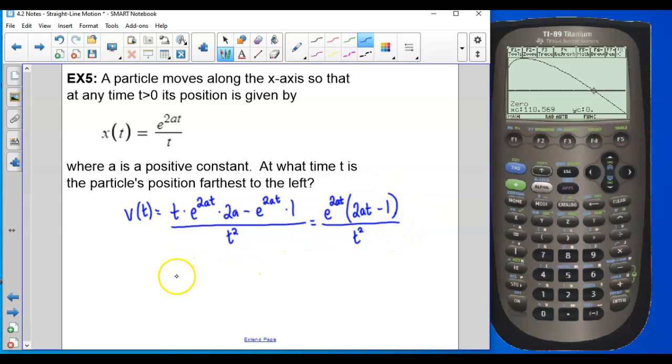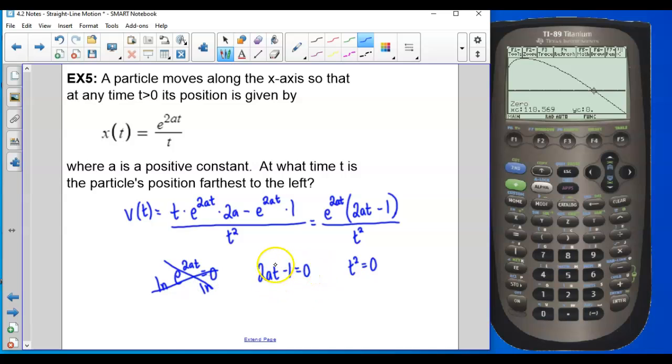So I want to take each piece. I've got e to the 2at, I'll set that equal to 0. I've got 2at minus 1, I'm going to set that equal to 0. And t squared, I'm going to set that equal to 0. And for e to the 2at, if I take the natural log of both sides, I can't take the natural log of 0. E to any power is always positive, so you don't get any answers from this.